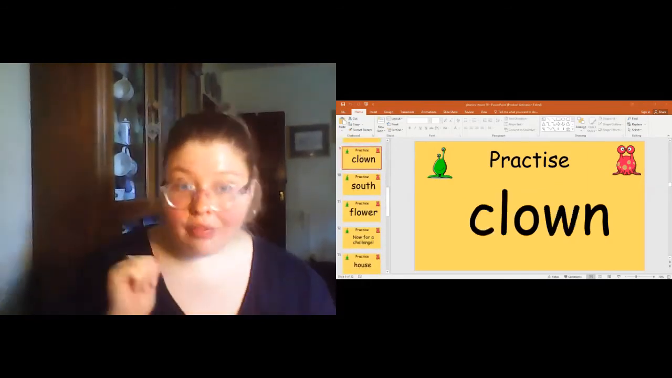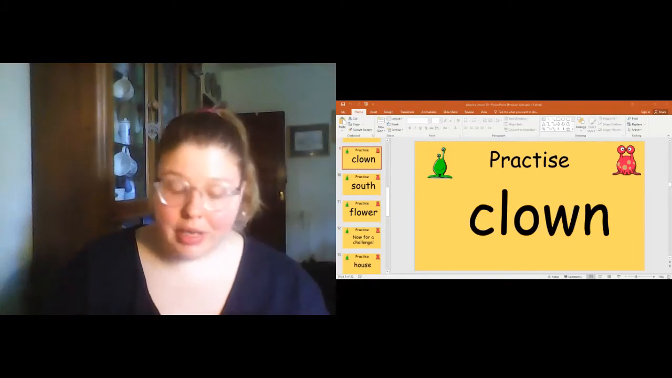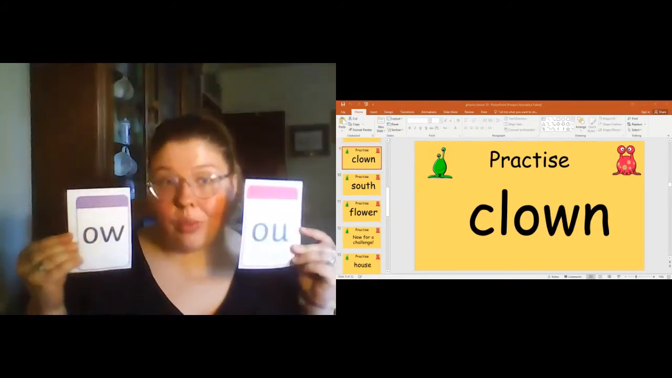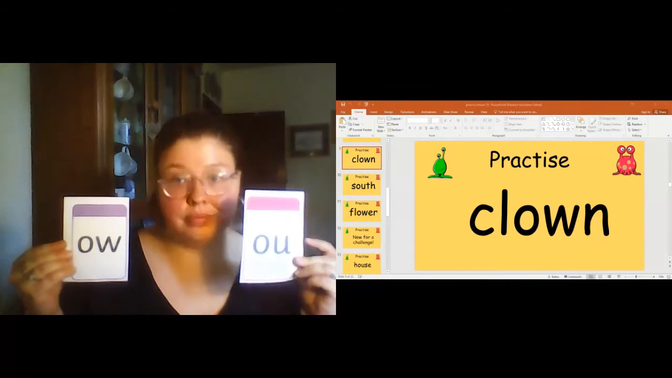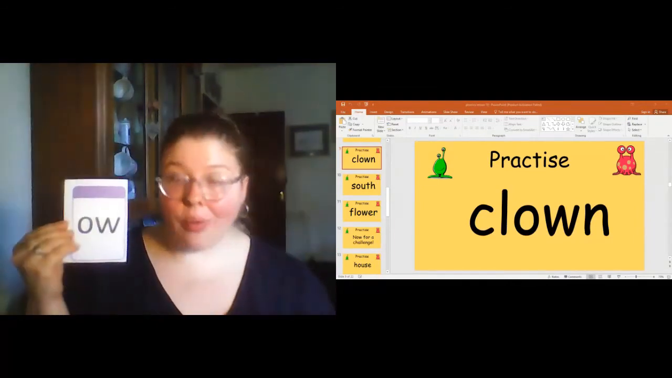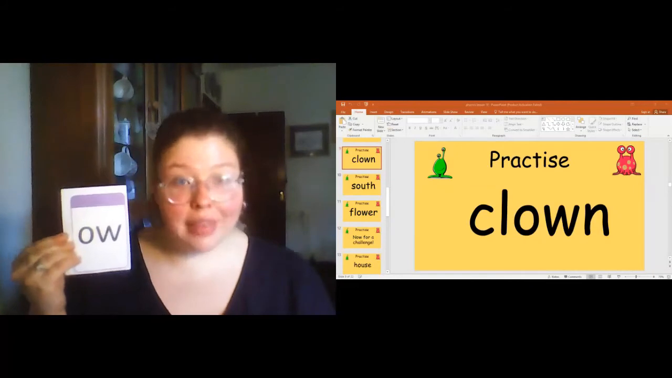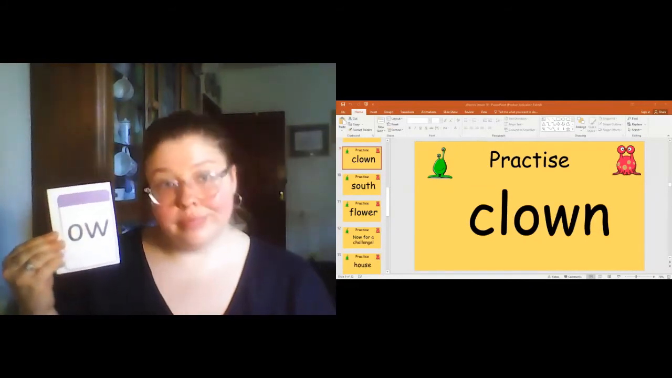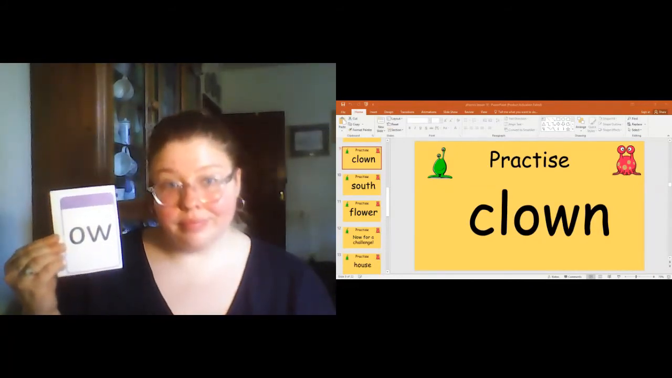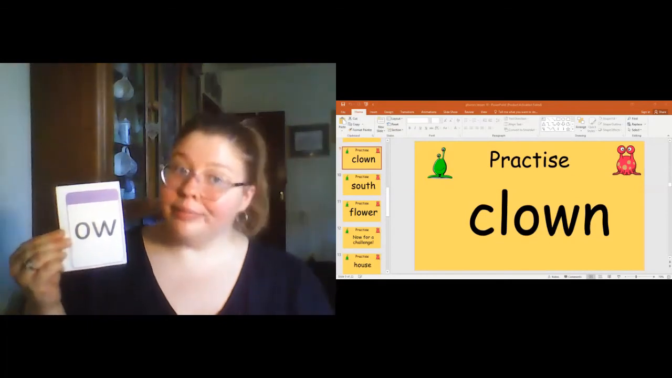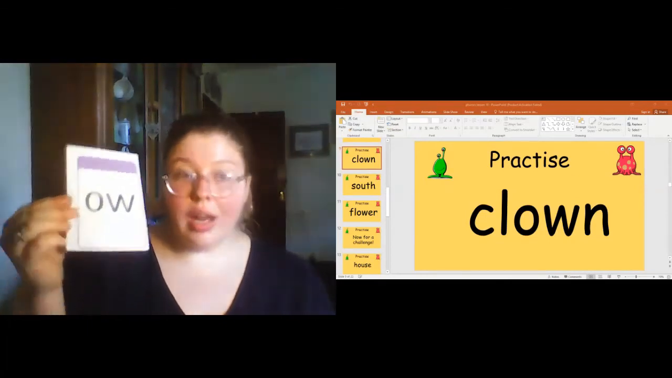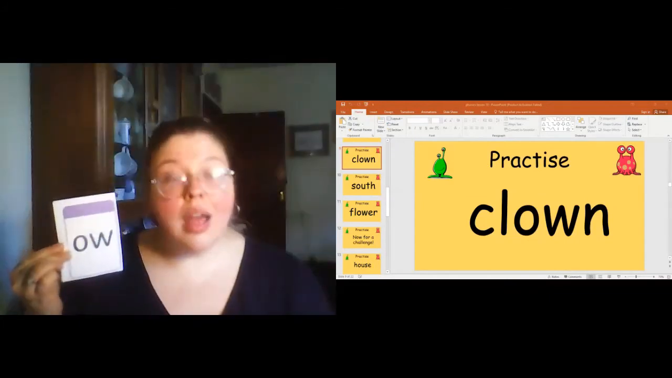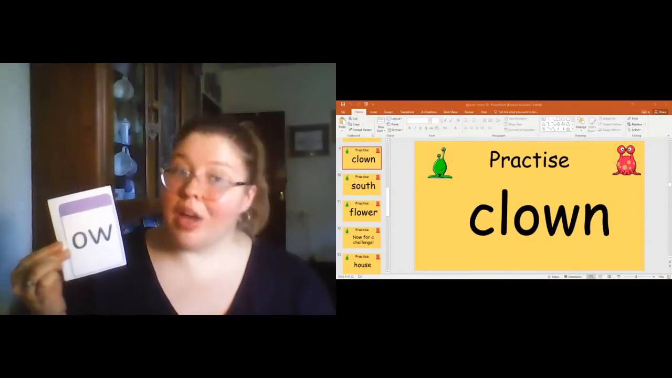Okay, have a go at this word. Which ow is in this word? You're right, it's this ow. Have a go at blending that word back together. Ready? Okay. K, ul, ow, clown. Let's do that one more time.